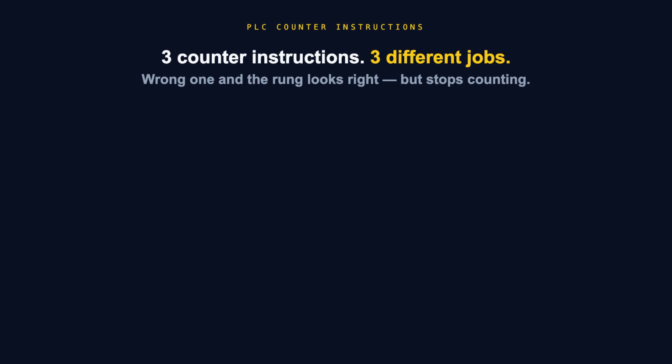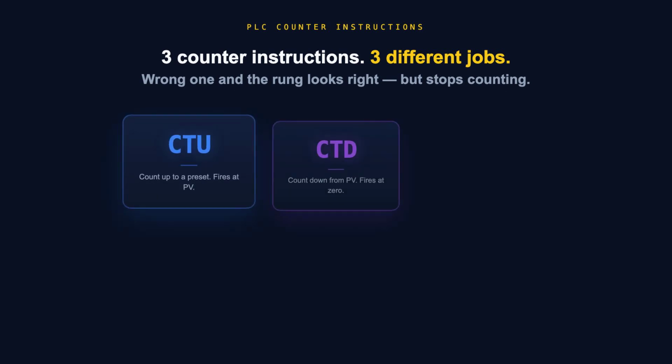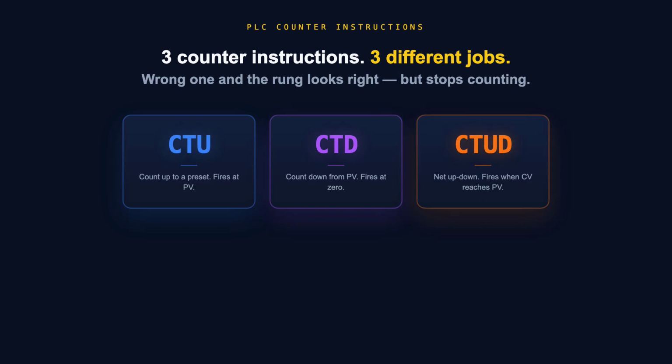Three PLC counter instructions look almost identical on the rung. CTU, CTD, CTUD. They do completely different jobs. The wrong one creates a counter that runs, but counts the wrong thing, or stops counting entirely. This video walks the whole family. The shared structure, the behavior of each one, the real rung each counter belongs in, and the one mistake every beginner makes the first time.